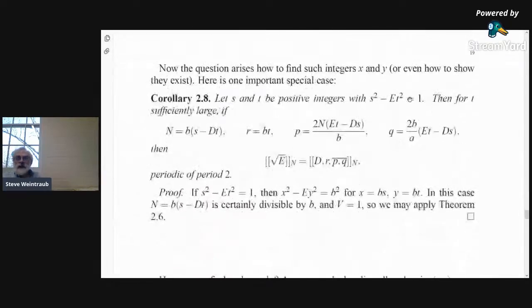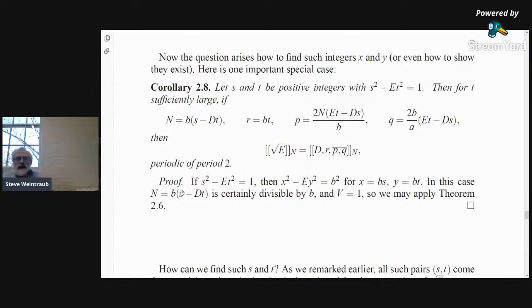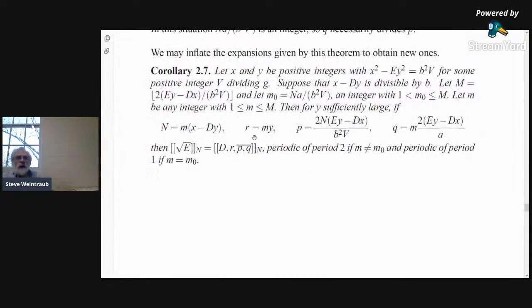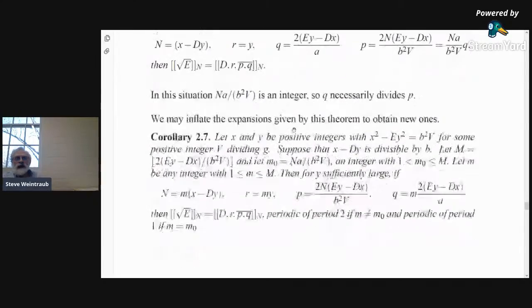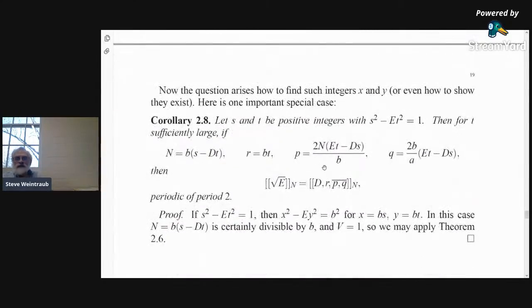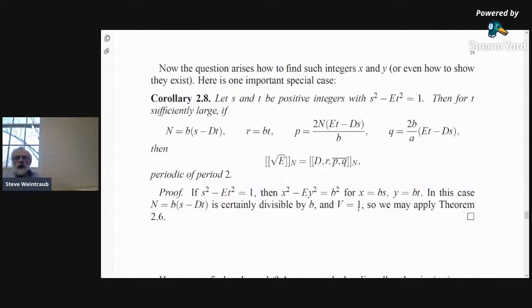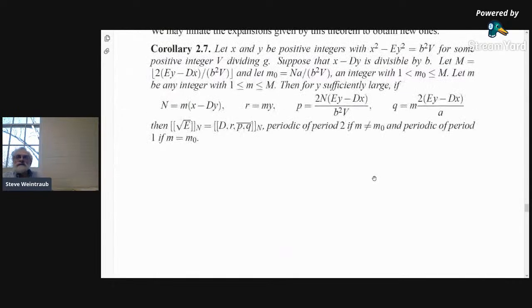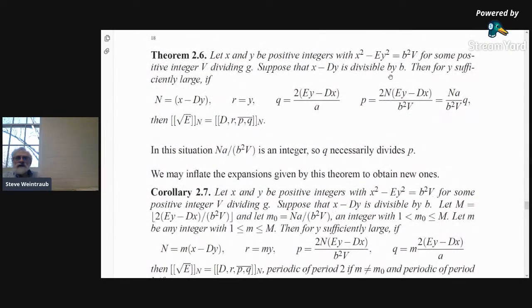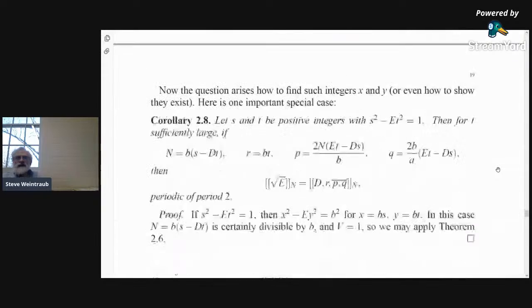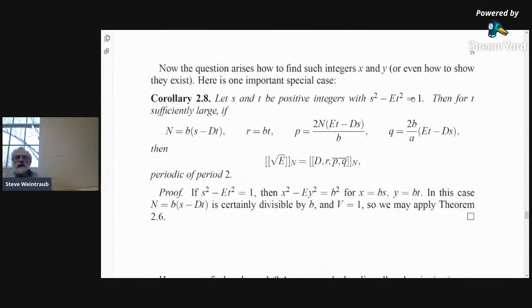Well, now I'm in business here, because n is x minus d times y, and x is b times s and y is b times t, so n is b times (s minus d times t). So n is certainly divisible by b. And this is b squared times V, V is 1, so V certainly divides g. So in this case, I can look at these solutions s squared minus e t squared equals 1, multiply s by b and t by b, and I simply get a solution here.